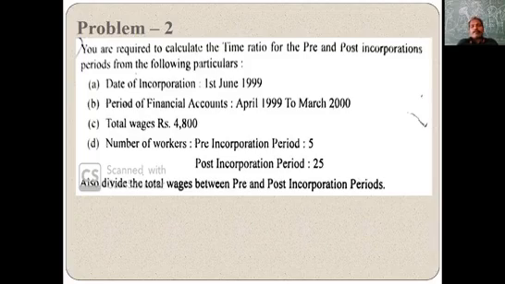In the previous problem they asked only for the time ratio. This time they are asking for the time ratio as well as allocation of wages based on the number of employees. In the pre-incorporation period the number of employees is 5, in the post-incorporation period it is 25. That means we must calculate an adjusted time ratio. That is the difference between the previous and the current problem, right? Now we will go to the answer.